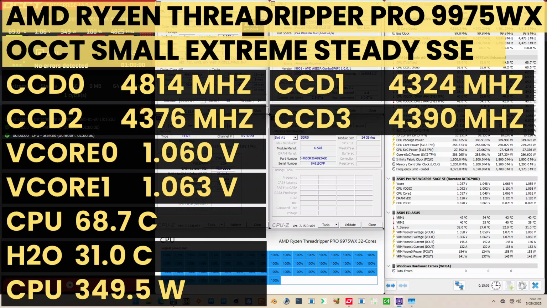When running the OCCT CPU SSE stability test, the average CPU CCD0 effective clock is 4814 MHz and CCD123 effective clock is 4363 MHz with 1.063 volts. The average CPU temperature is 68.7 degrees Celsius. The average CPU package power is 349.5 watts.